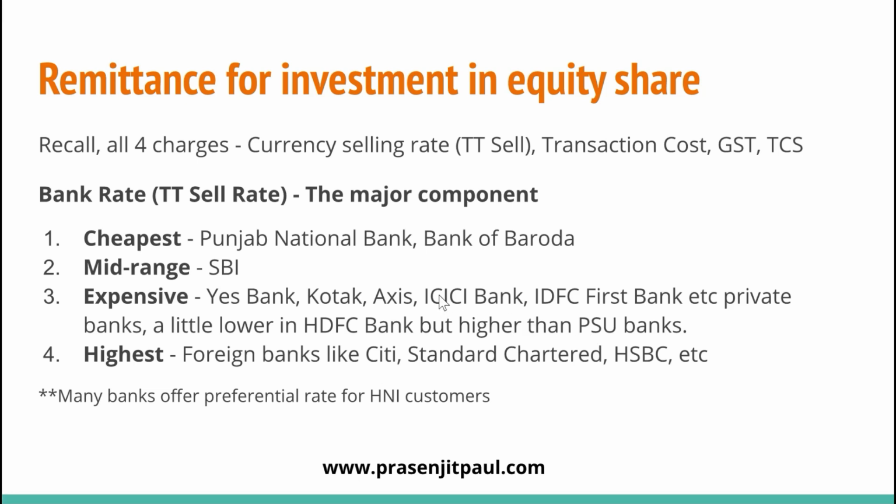For example, if currently 1 USD equals 75 Indian rupees, as you can see on Google or a financial website, Punjab National Bank and Bank of Baroda might charge 75.8 or near about 76, whereas private banks like Yes Bank and Kotak might charge 76.5 to 76.8. Yes Bank and Kotak are always about 70 to 80 paisa more than Bank of Baroda and Punjab National Bank. And the highest they charge is from foreign banks like Citi, Standard Chartered, HSBC, etc.